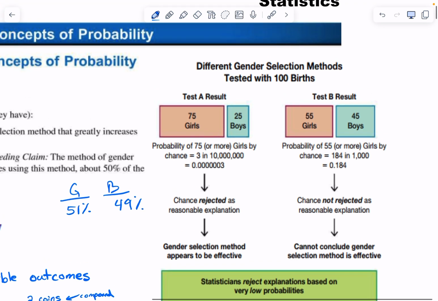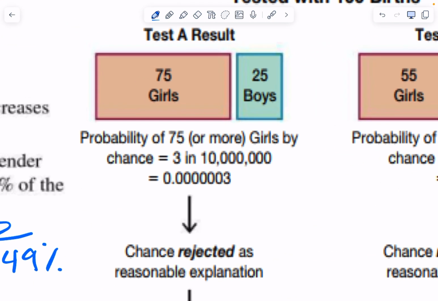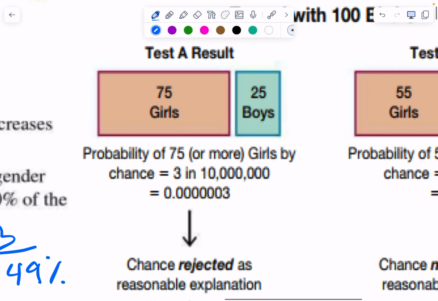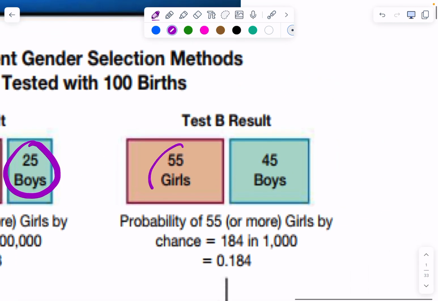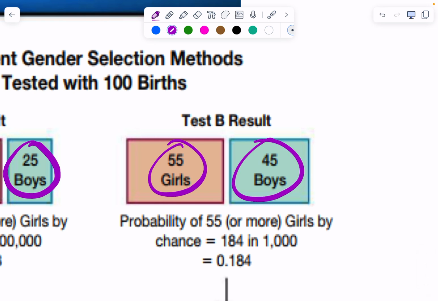So different gender selection methods tested with 100 births. Here we had test result A, and this ended up resulting in 75 girls and 25 boys. And this one ended up resulting in 55 girls and 45 boys. Okay? Now, we don't know.